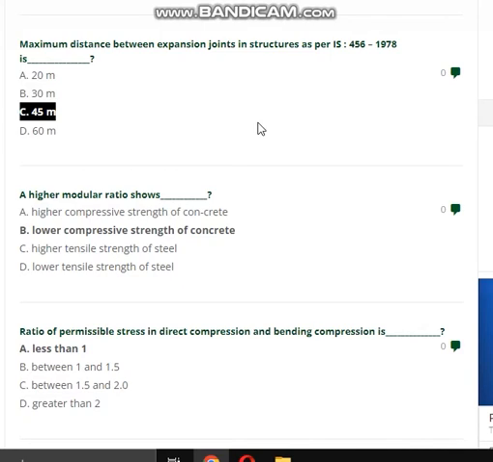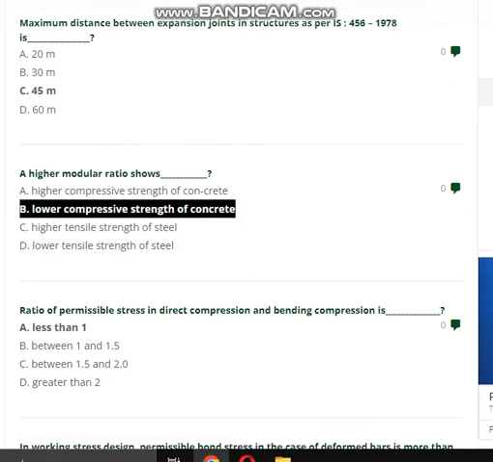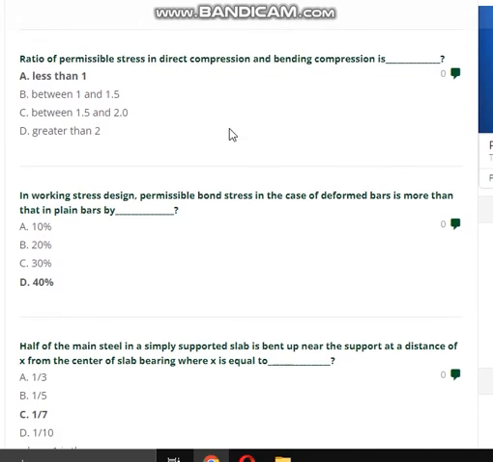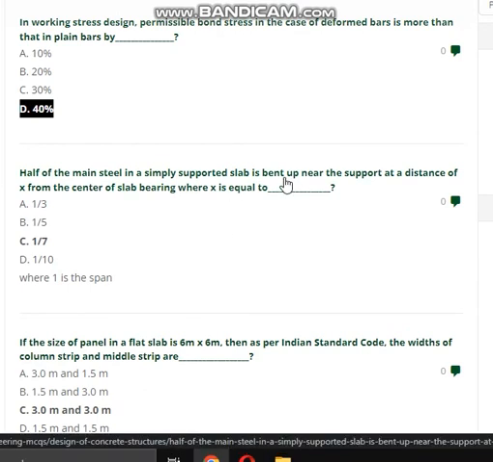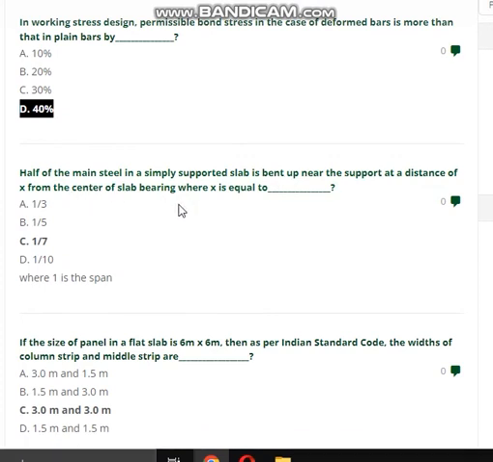A higher modular ratio shows lower compressive strength of concrete. Ratio of permissible stress in direct compression and bending compression is less than 1. In working stress design, permissible bond stress in case of deformed bar is more than that in plain bar by 40%. Half of the main steel in a simply supported slab is bent up near the support at a distance of x from the center of slab bearing, where x is equal to l over 7.